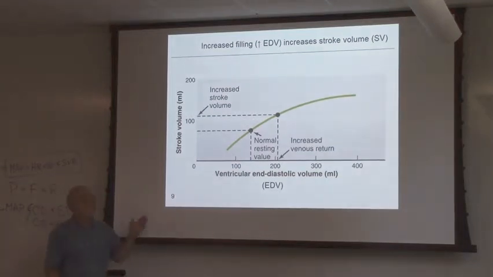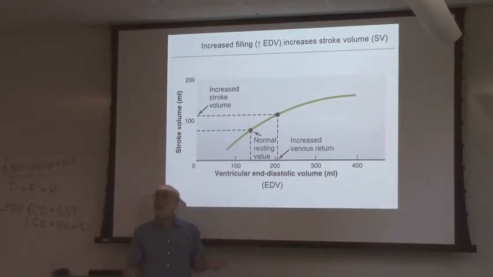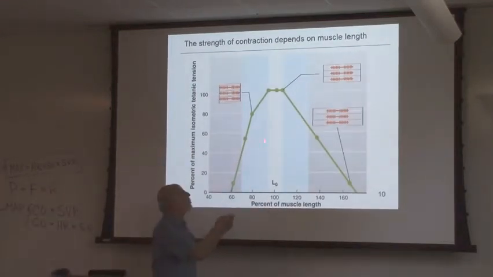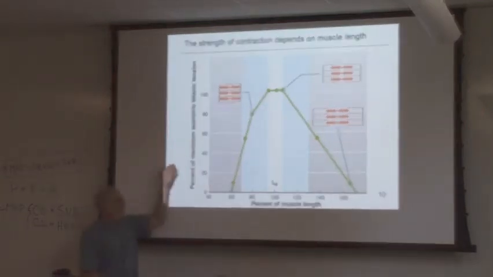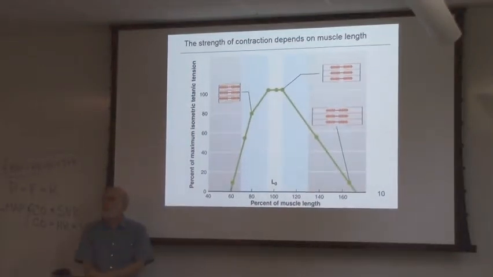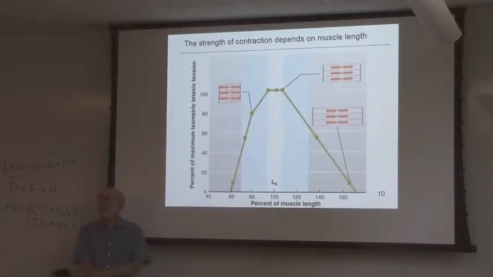So eventually, if the end diastolic volume gets too big, the force of contraction is getting impaired because we're now working in this region of the force versus muscle length chart, and that's heart failure. That's when people die.